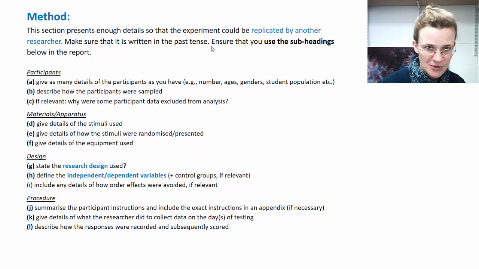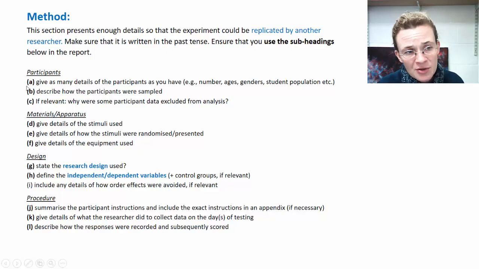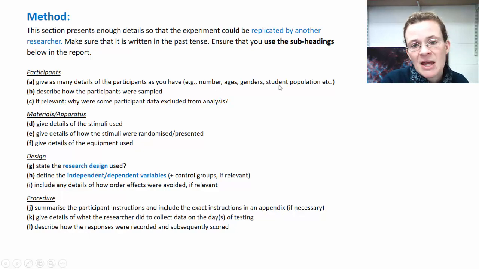So then you get your method, and the method needs to include lots of detail about your participants, the materials you used, what sort of research design, and what you did on the day to collect your data. You need to use the subheadings like this, not A, B, C. You just write it all in paragraphs, but you do need to use the subheaders. So, as many details of participants as you have. In the first experiment, all we know is the number of people, and that they're from a student population. But for your own experiment, you may also collect ages and genders.